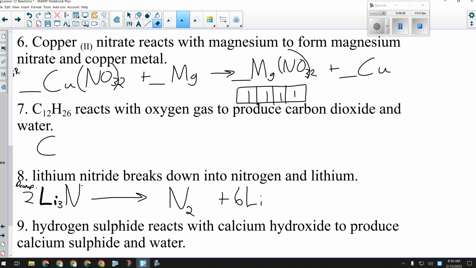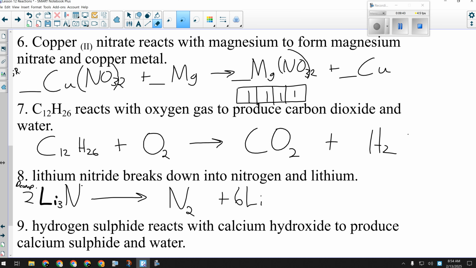Obviously, we know the first part of it, C12H26. All right, so for number 7, we've got C12H26, that's dodecane or something like that. And it's reacting with oxygen gas. What do I need to remember about oxygen gas? It's a special element. We always write oxygen as O2. It's the stuff we breathe in. It's also the stuff fire needs to survive. So O2. And that is going to produce, as all of these reaction types do, carbon dioxide and water. And what reaction type is this? This is a combustion reaction.